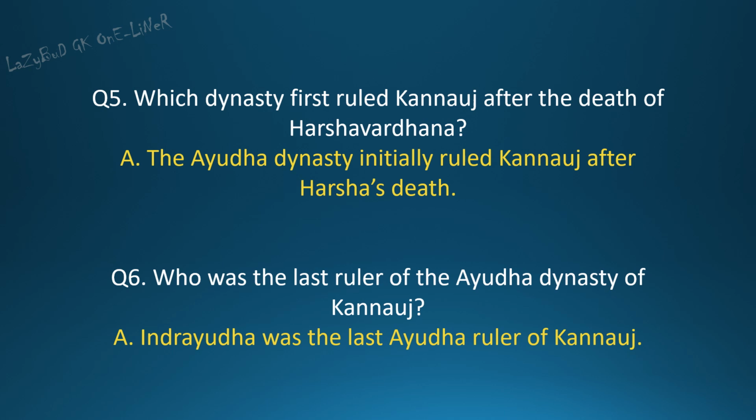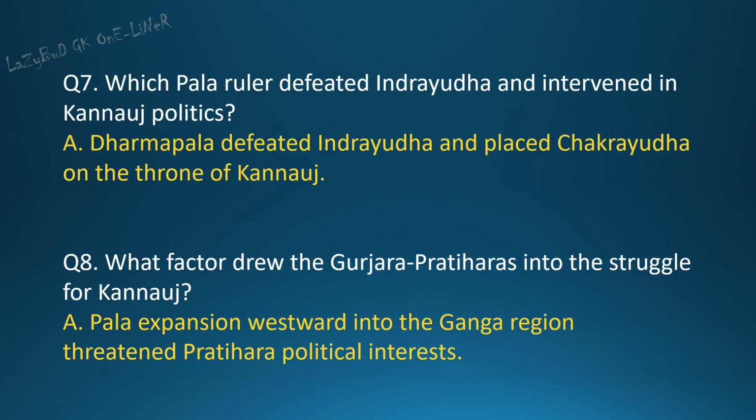Question 6. Who was the last ruler of the Ayodhya dynasty of Kannauj? Answer. Indrayudha was the last Ayodhya ruler of Kannauj. Question 7. Which Pala ruler defeated Indrayudha and intervened in Kannauj politics? Answer. Dharmpala defeated Indrayudha and placed Chakrayudha on the throne of Kannauj.